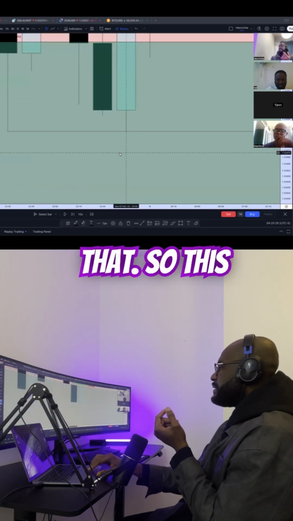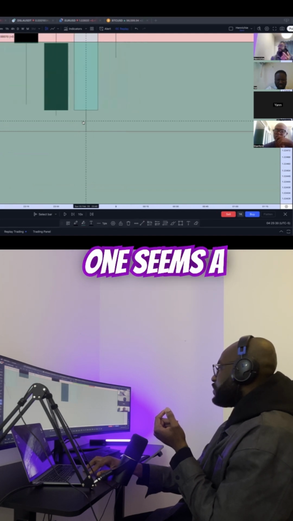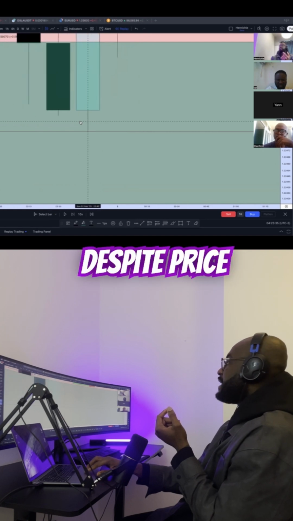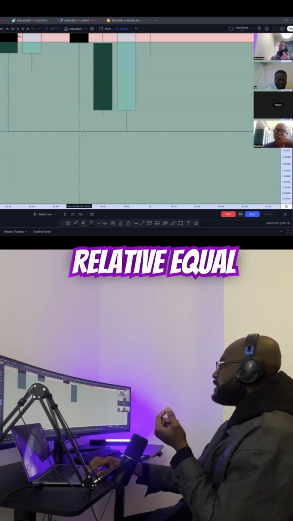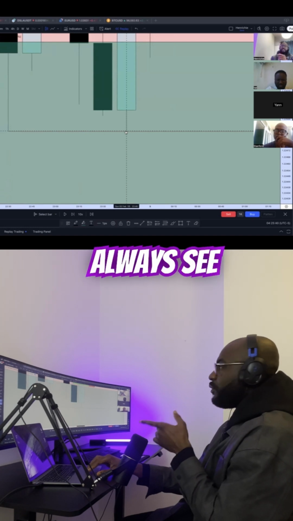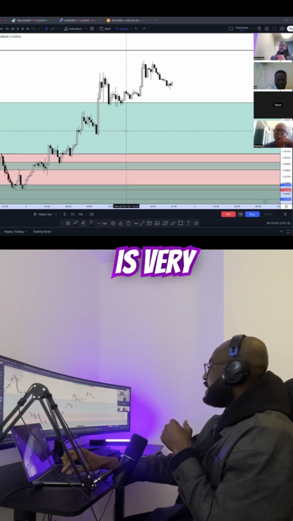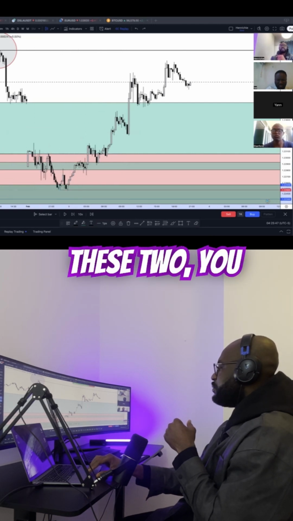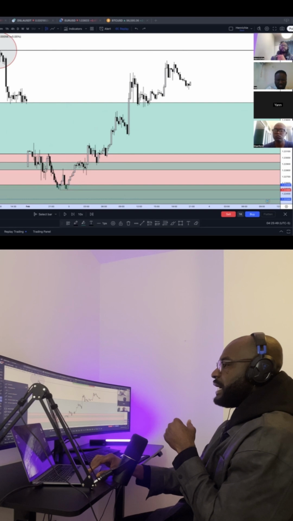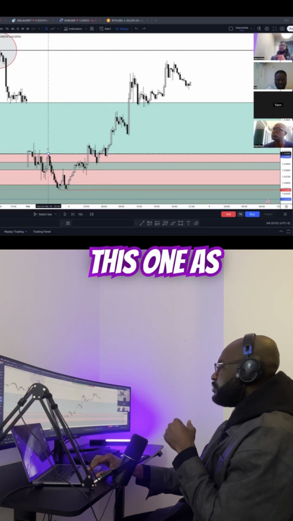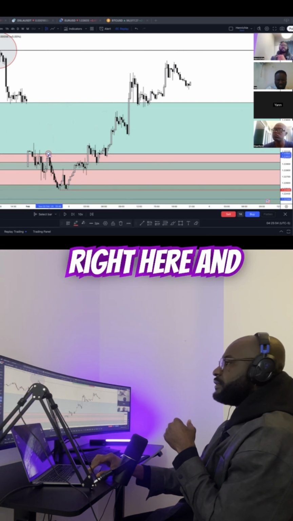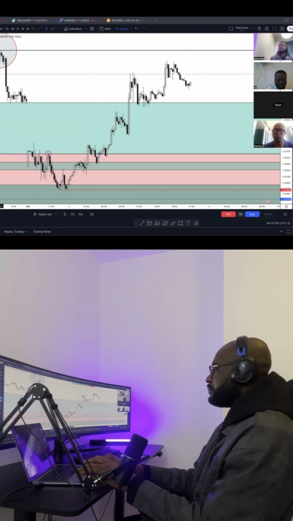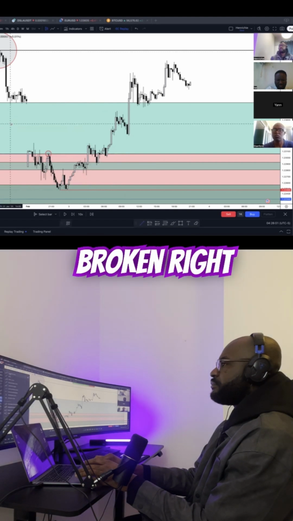Zooming in, you can see that. So this one seems a bit complicated, but what you do is if you zoom in, you can see that despite the fact price created a relative equal low here. This is why I always say GBP US dollar is very manipulated. If you don't know what to use between these two, you can literally just use this one as your high right here and just wait for this high to get broken right here.